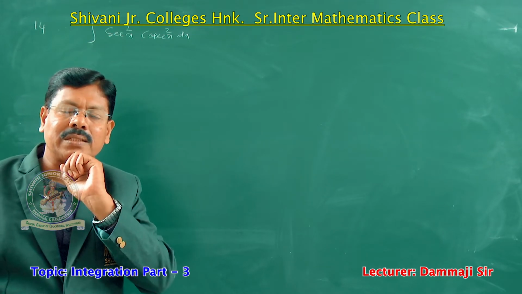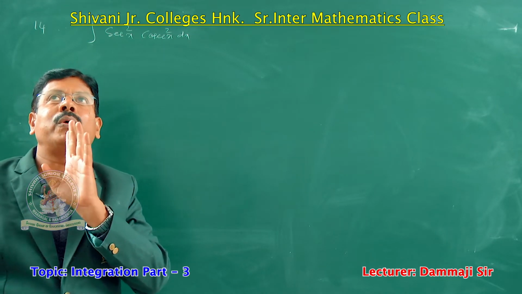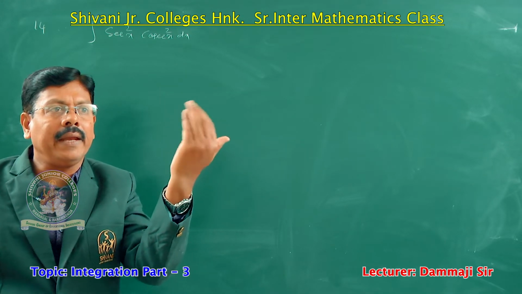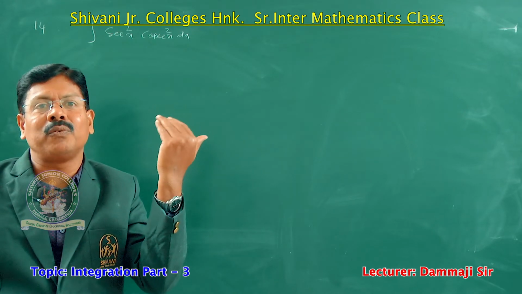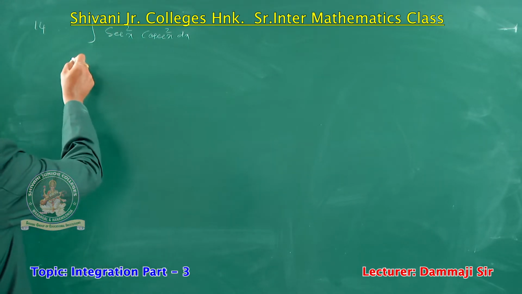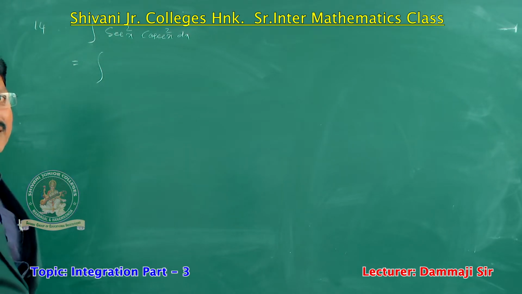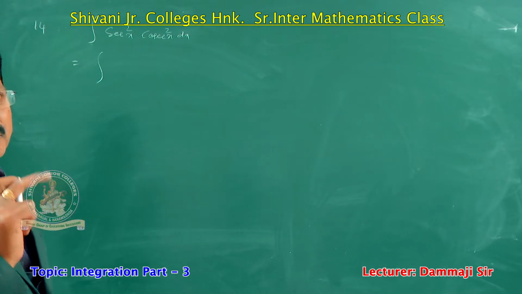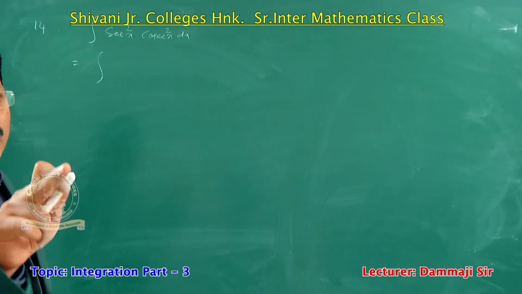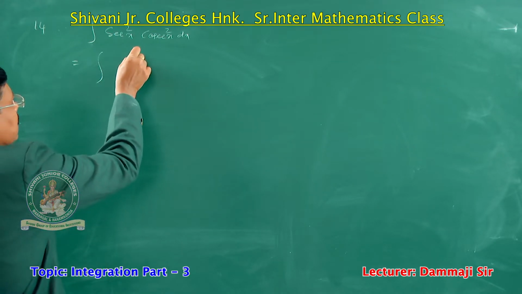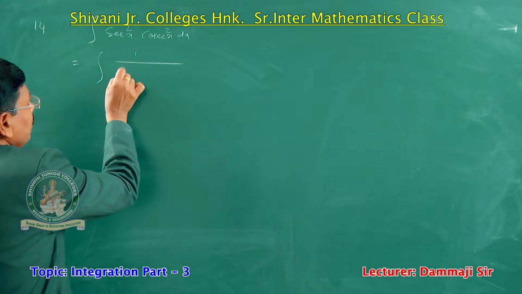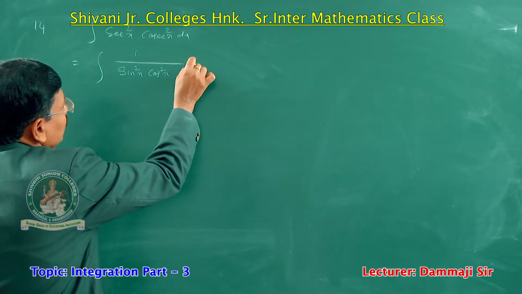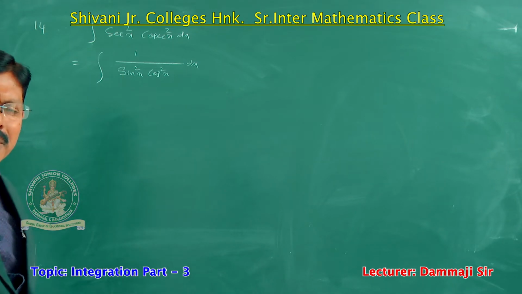Think again about the process. The given problem belongs to trigonometry, so go back to its mother topic, which is trigonometry. Secant square can be written as 1 by cos square, and cosecant square can be written as 1 by sin square. That is 1 by sin square x into cos square x dx. What about next?